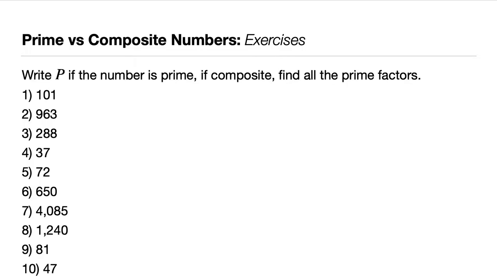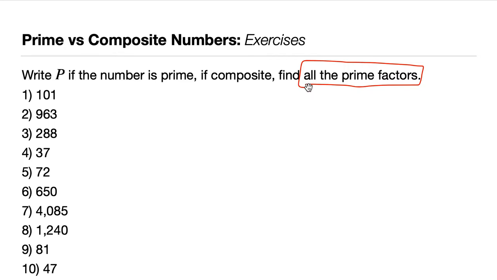So I have here 10 numbers, or 10 integers, and we're going to determine if each is prime or composite. We're going to write P if it is a prime number, and if it is composite, we're going to find all the prime factors. We're going to do that using prime factorization or complete factorization. I'm going to make use of the factor tree or the successive division, whichever is going to give us an easier time.